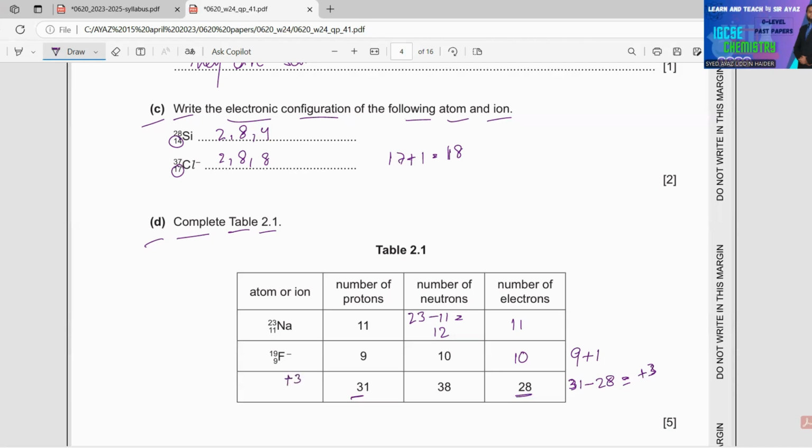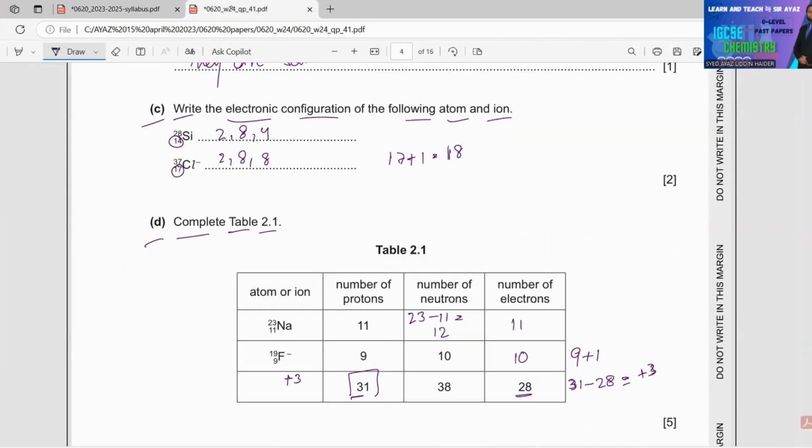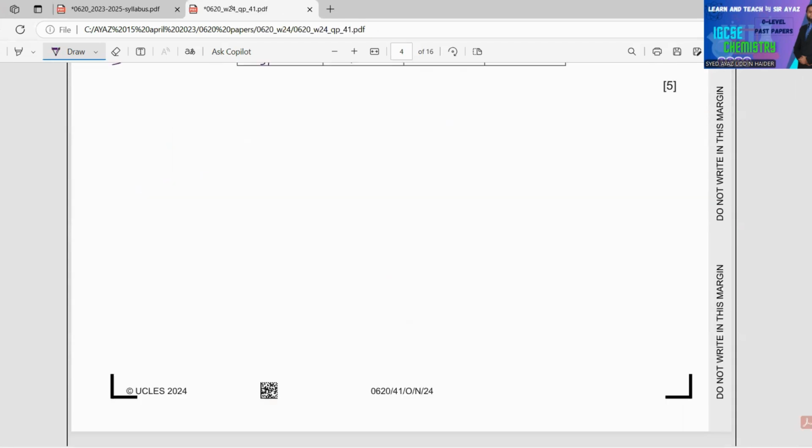For the element, I have to look for the number of protons in the periodic table. 31 is the proton number of Ga. Ga is gallium. It's in group 3. You see 31 here. So I will write Ga here, and here I will write 31. For the nucleon number, you have to add the number of protons and the number of neutrons. So 31 plus 38, 69. So it must be 69 in this case. Moving to the next question.